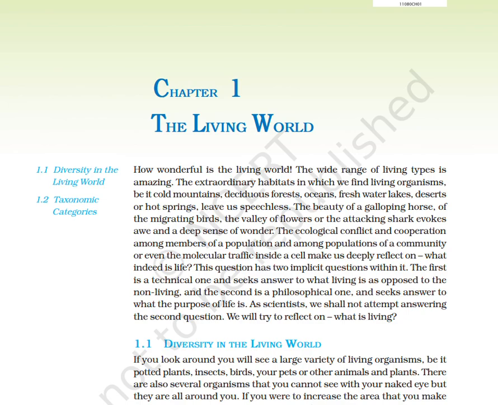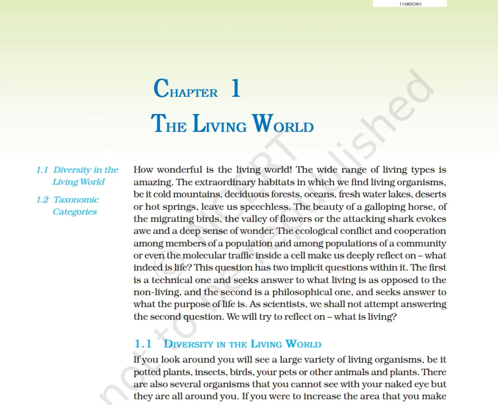The Living World. How wonderful is the living world? The wide range of living types is amazing. The extraordinary habitats in which we find living organisms, be it the cold mountains, deciduous forests, ocean, freshwater lakes, deserts, or hot springs, leave us speechless. The beauty of a galloping horse, of migrating birds, the valley of flowers, or the attacking sharks evokes awe and a deep sense of wonder.